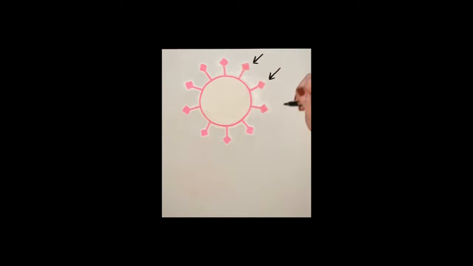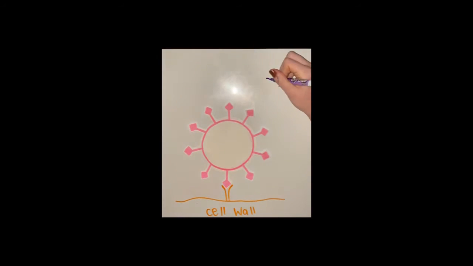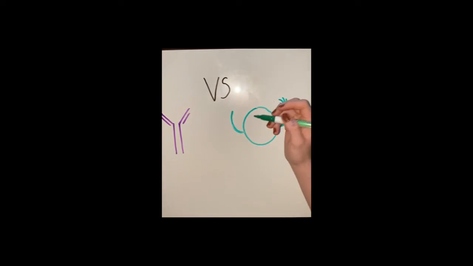The shell of the virus, which is represented by spikes, spreads the virus by binding to cells. The spikes can be blocked by antibodies. Antibodies are specific proteins made in response to fight infections.